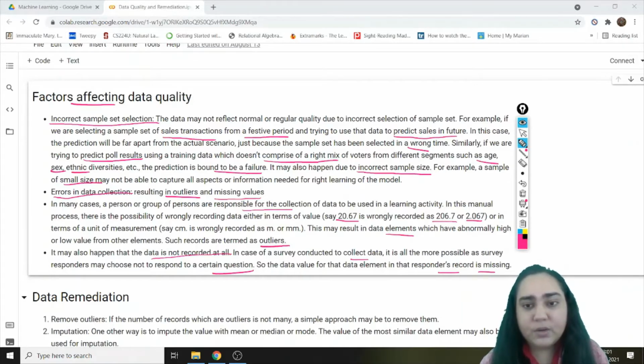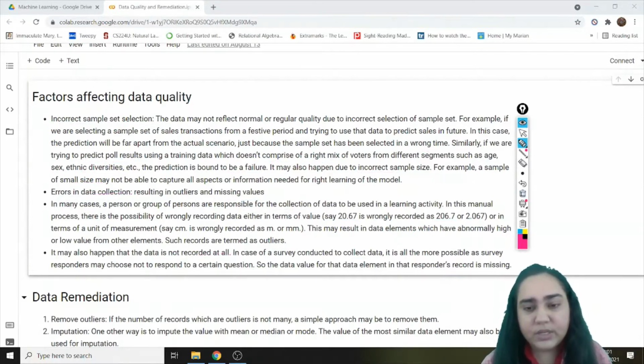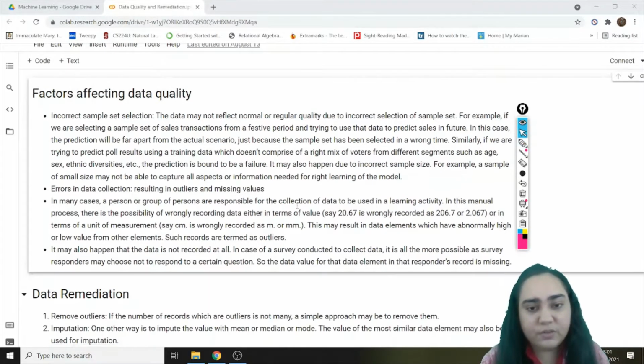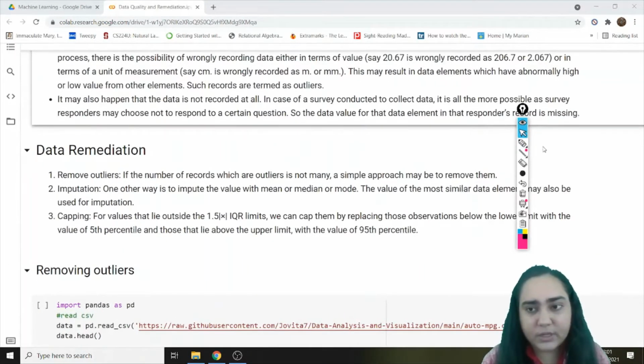And of course, we cannot do something about every factor, but we can do something about some of these factors. Like we can handle outliers, we can handle missing values, we can do something about all these. So let's now talk about data remediation. So data remediation is all about how your data has problems. We know that it has problems, but now we are talking about how we can solve some of those problems. Okay. So what can we do in data remediation? We can do these things.